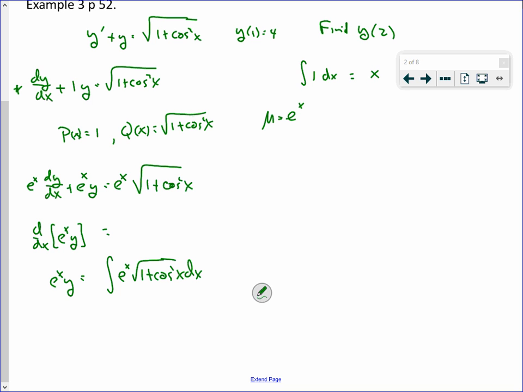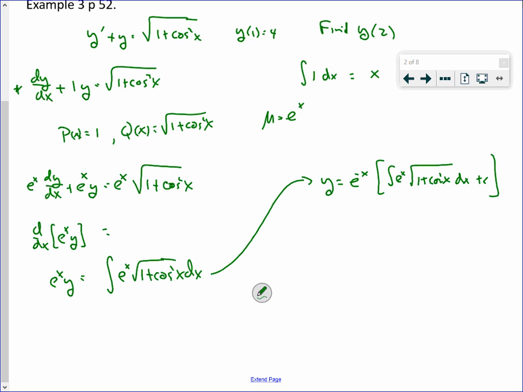Okay. Let me write down what the explicit answer is, but as I said, we're not going to be able to find it. y equals, we divide by e to the x, or multiply by e to the minus x: e to the minus x times the integral of e to the x square root of 1 plus cosine squared x dx plus some constant. That's as explicit as we can get. And that's not what we're after, though.